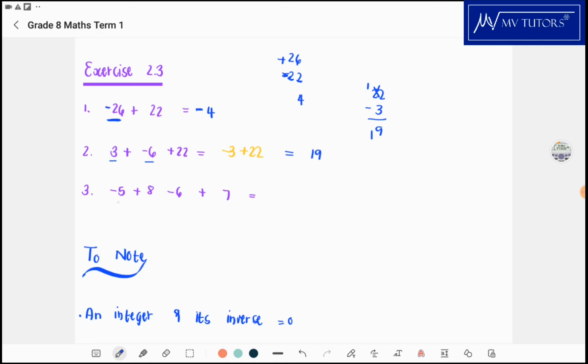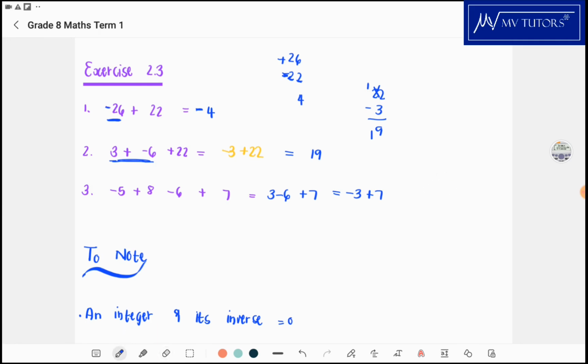exercise, number 3. So we have minus 5 plus 8 is the same as 8 minus 5. And we know that 8 minus 5 is 3. All right. So then we have 3 minus 6 plus 7. So we've already done 3 minus 6. We know that it's minus 3. So now I have minus 3 plus 7.